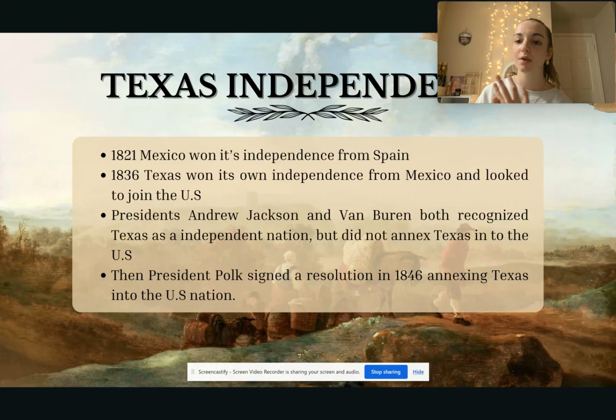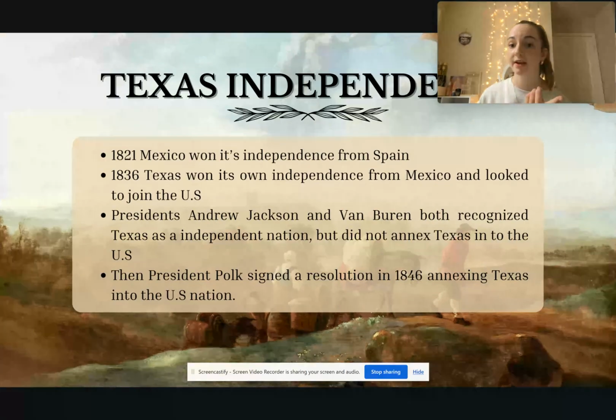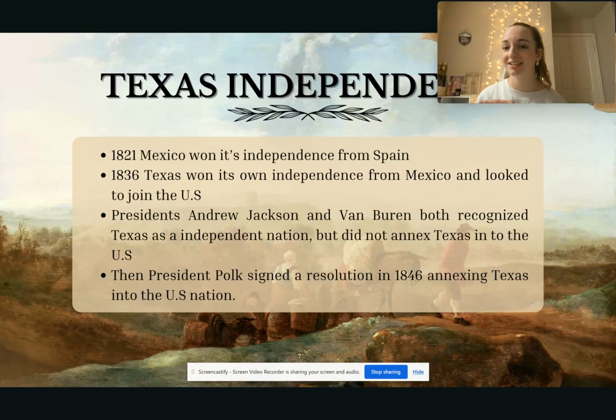However, President Jackson and President after him, President Van Buren, both did not want to annex Texas because they feared, one, war with Mexico, and two, many Americans at the time thought that the annexation of Texas was just a reason to increase slavery. There were a lot of abolitionists at the time, so they did not want that. And then in 1846, President Polk officially annexed Texas into the U.S. nation.